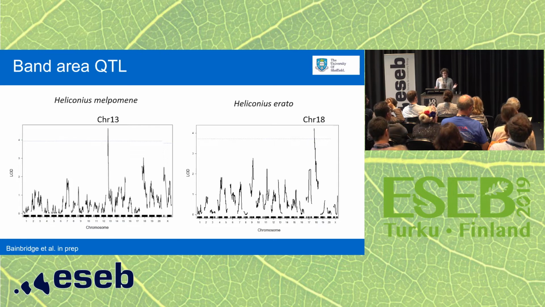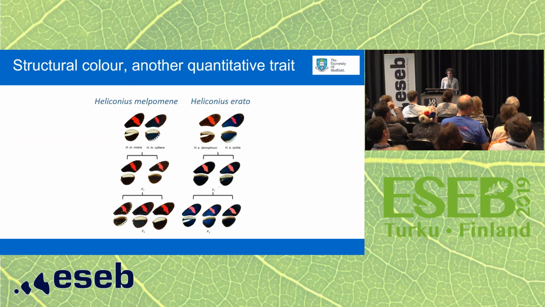But maybe this isn't the whole story. You might have noticed that in these crosses, we also have another trait segregating, which is this blue color. It's quite obvious in Heliconius erato. It's slightly less obvious in melpomene, but it is still there. You may or may not be able to see it.